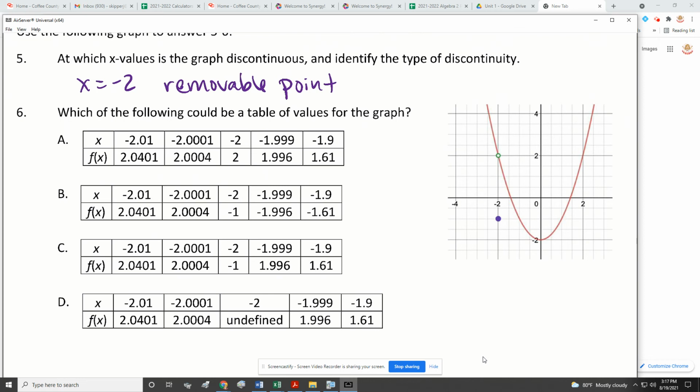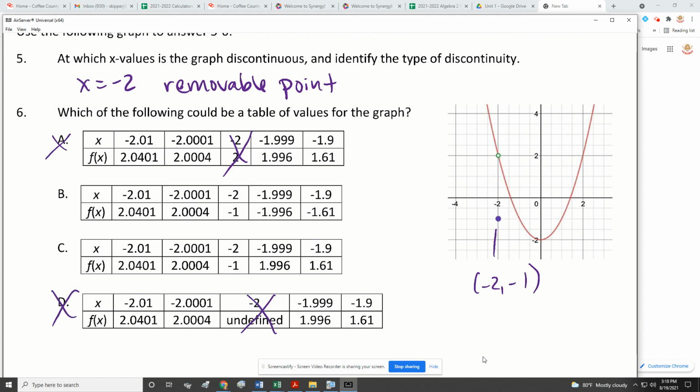All right, number 6 is kind of a confusing question. We need to know what table of values matches this graph. Now, one thing that I can tell for sure is that there is a point at -2, -1. This point is at -2, -1. So the answer table has to have a point at -2, -1. And this one doesn't, so A is not an answer choice. And this one doesn't, so D is not an answer choice.